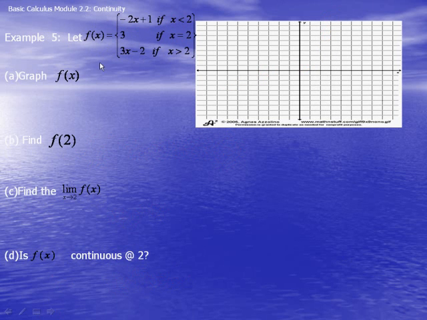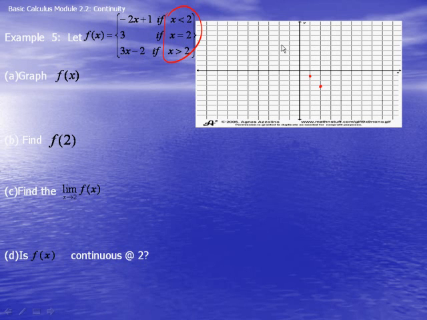In example 5, we're going to look at a piecewise function. The first thing we need to do is graph f of x. Notice that all 3 of the stipulations are looking around x equals 2. So let's look at the top one. Here, if we put 2 in for the x value, that would give us a height of negative 3. So at negative 3, and this has a slope of negative 2.